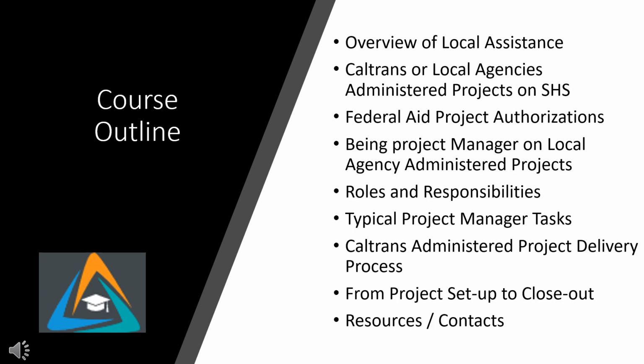In order to achieve our objectives, we will provide an overview of local assistance and the federal aid project authorizations process. Then we will talk about the differences between Caltrans and local agency administered projects, including roles and responsibilities, and typical project managers' tasks. We will go through the project delivery process from project setup to project closeout, and give you the resources to do it all.